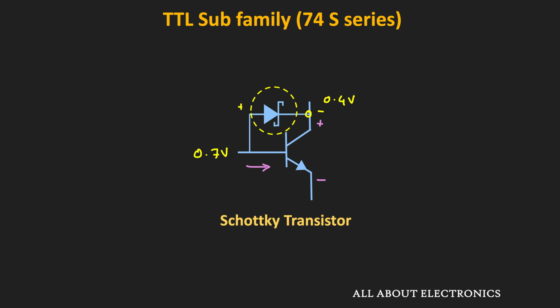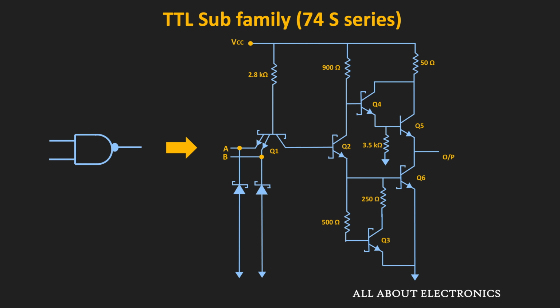And typically, this is how they are represented. That means this is the symbol of the Schottky transistor. So the 74S series uses this Schottky transistor. And this is the circuit of the 74S series 2 input NAND gate. And this TTL series is known as the Schottky TTL logic.